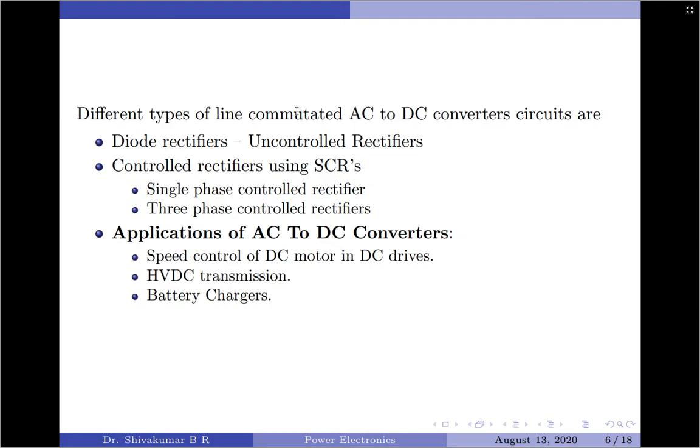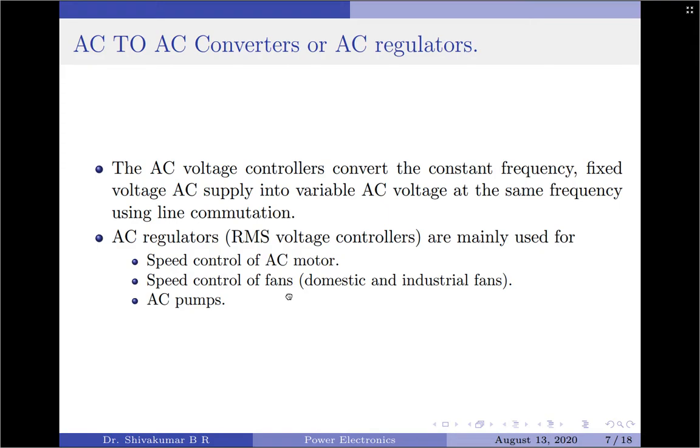The applications of AC to DC converters can be found in speed control of DC motors in DC drives, HVDC transmission, and battery chargers. Now let us go to the second type of power converter circuits, which are AC to AC converters, also called AC voltage controllers or AC regulators. AC voltage controllers convert a constant frequency fixed voltage AC supply into a variable AC voltage, but at the same frequency using line commutation. They are mainly used for speed control of AC motors, fans, and AC pumps.